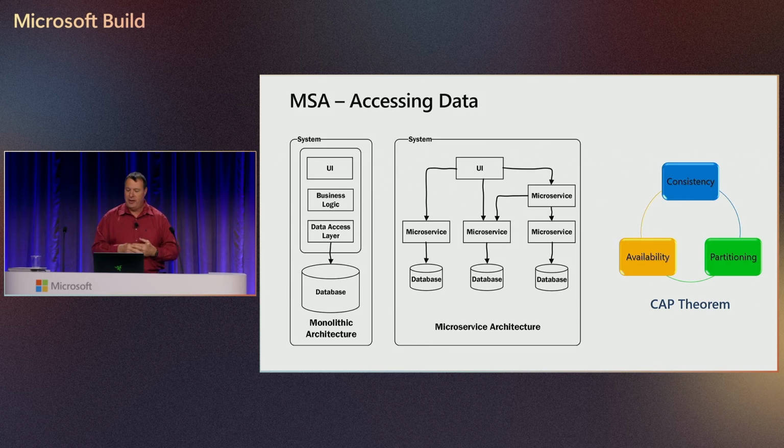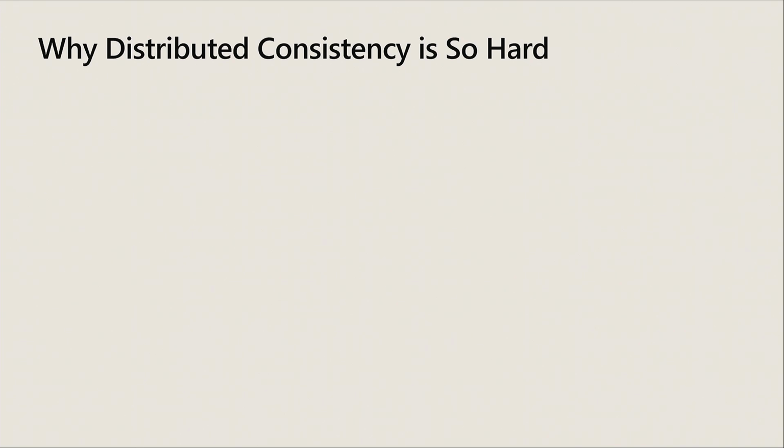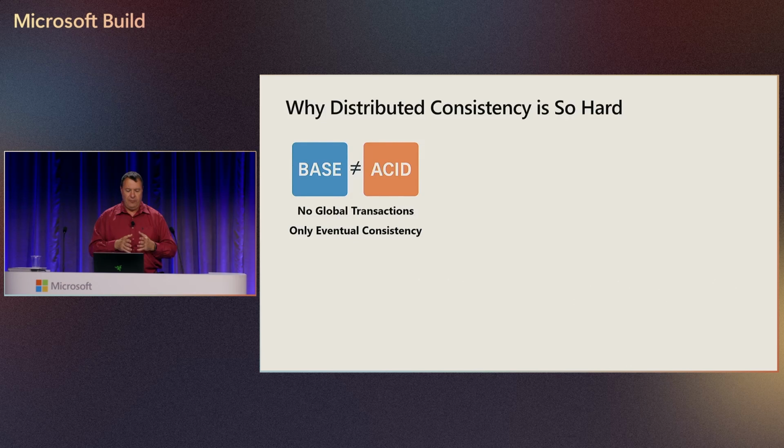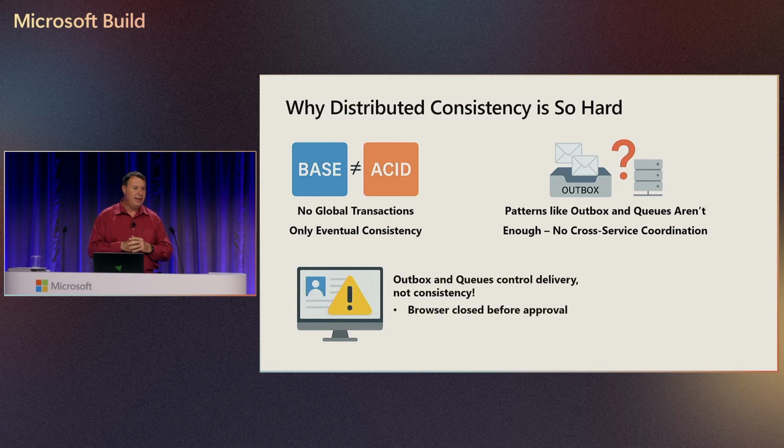According to the CAP theorem, when you have partitions, multiple services, you cannot have both availability and consistency. So how do we ensure that we will eventually be consistent? We need to remember that we no longer have ACID: atomicity, consistency, isolation, and durability. We're now in the field of eventual consistency. We can use patterns like outbox and queues, but these patterns do not guarantee consistency. They just guarantee delivery.